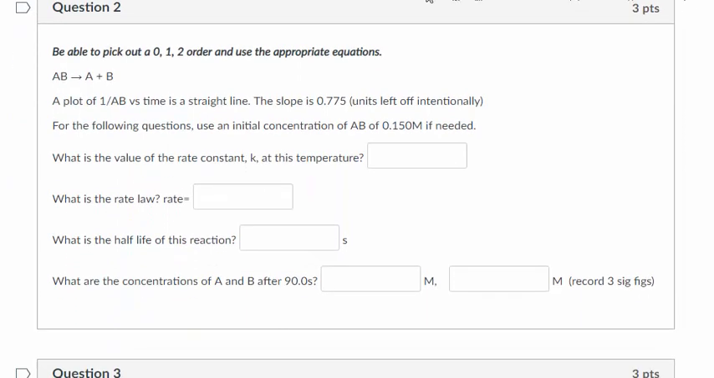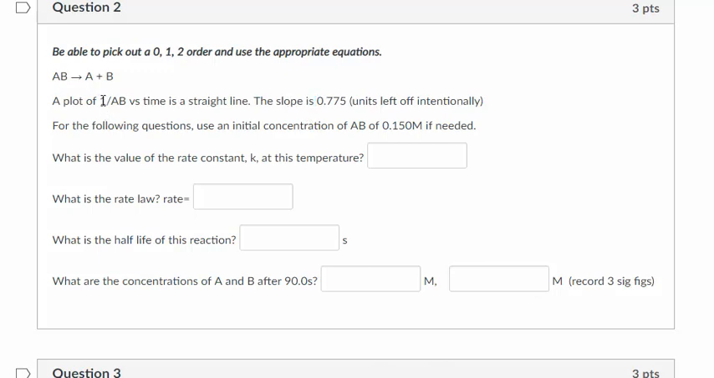Number 2, again, be able to work this for a 0, first, or second order reaction. So we're given this decomposition. AB reacts to form A plus B. And one of the reasons I'm using generic items instead of compounds is I don't want you to get hung up on the compounds. So it doesn't matter what we're decomposing. If a plot of 1 over AB versus time is a straight line and we're given the slope, then you need to answer these questions.